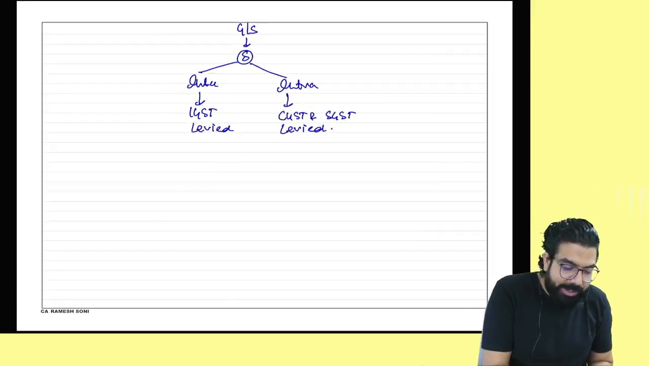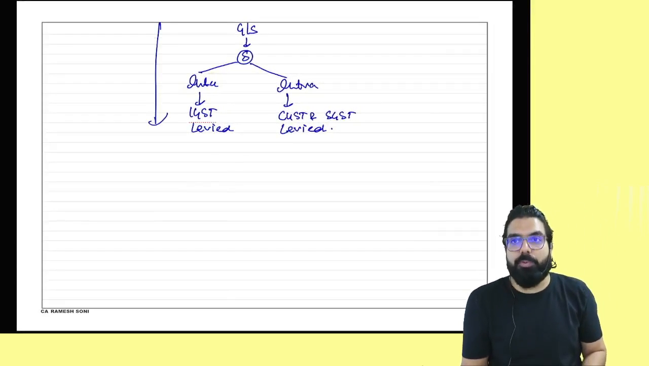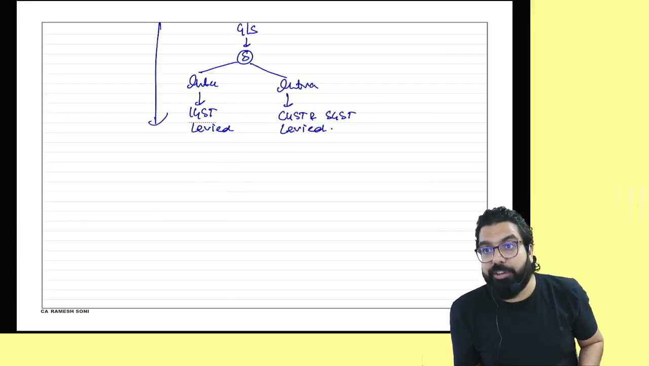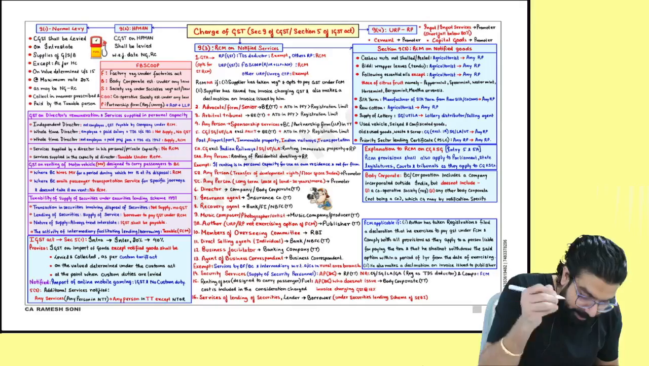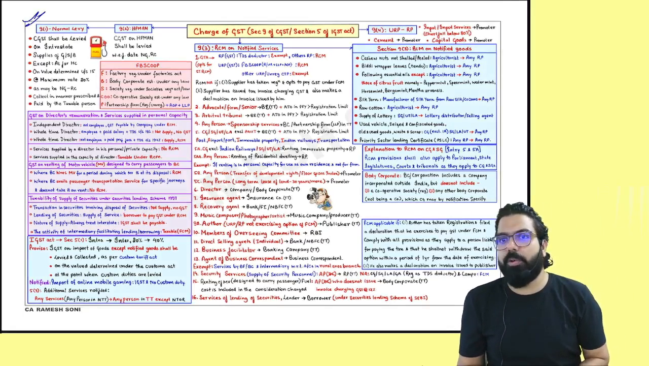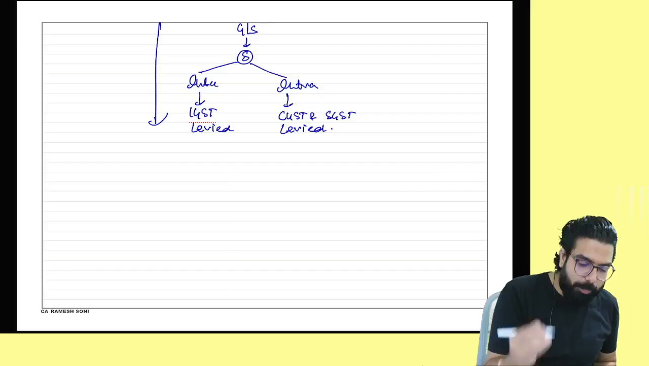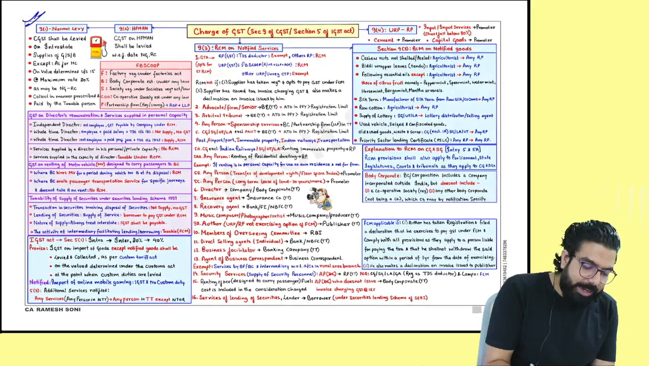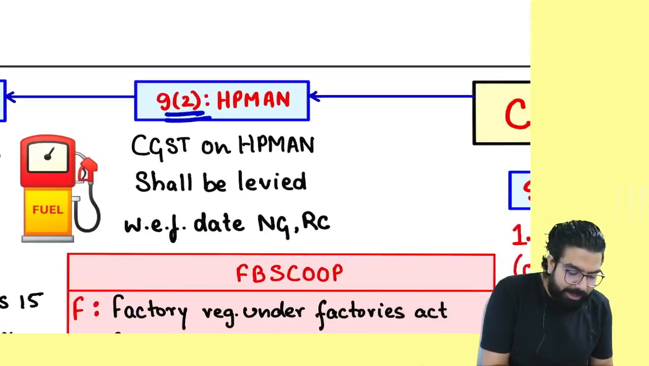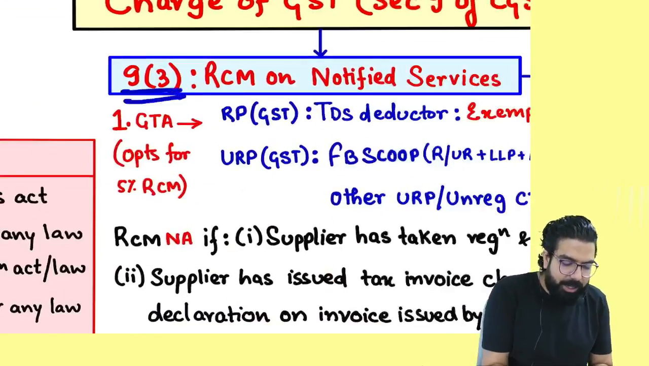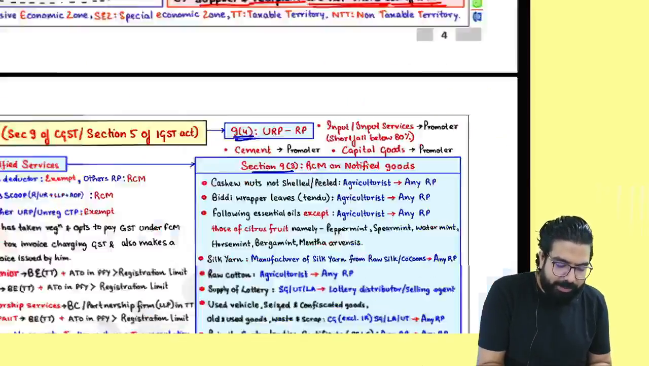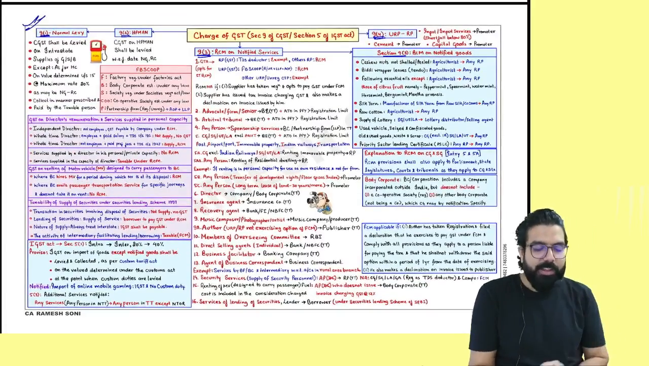Sir, who went ahead and told this, that whenever goods and service will be supplied, interstate IGST will come, intrastate CGST will come? This is told by section number 9. Are we clear, everyone? Let's go ahead and understand now. Section number 9 has section number 9.1, 9.2, 9.3, 9.4, and 9.5. Okay. So where is 9.5?